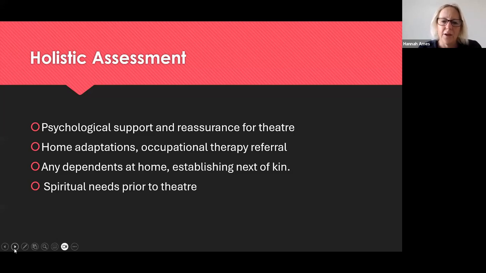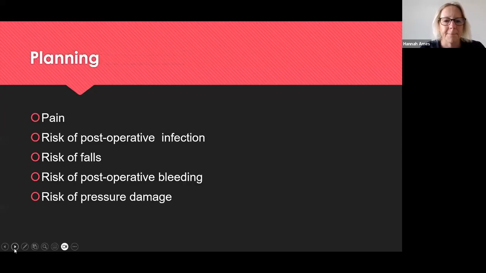We might be thinking about any home adaptations and occupational therapy referral. Again, just thinking if that person has any dependents at home, is a carer, and whether we need to consider any support for that discharge period as well. And always good to check for any spiritual needs prior to people going to theatre as well.